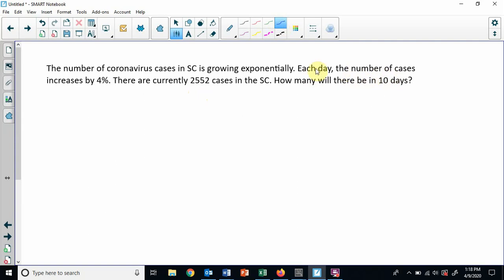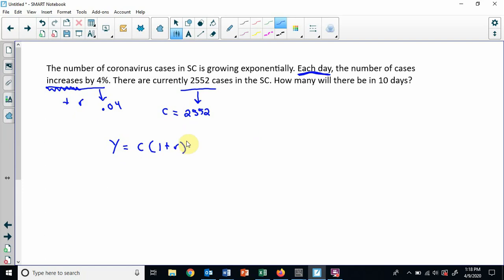So each day, so what unit am I growing per day? Increases by 4%. Okay, increases by 4%. So that's how I know it's growth. Besides the first sentence telling you it's growth, is we're increasing. So that means it's going to be plus R. And what is our R? Our R is 4%. How would I make that a decimal? Divide by 100, or you could just move the decimal twice. That'd be 0.04. And then this is the starting number, right? How many cases are there right now? 2552, that's our C. So can I model the exponential growth of this?